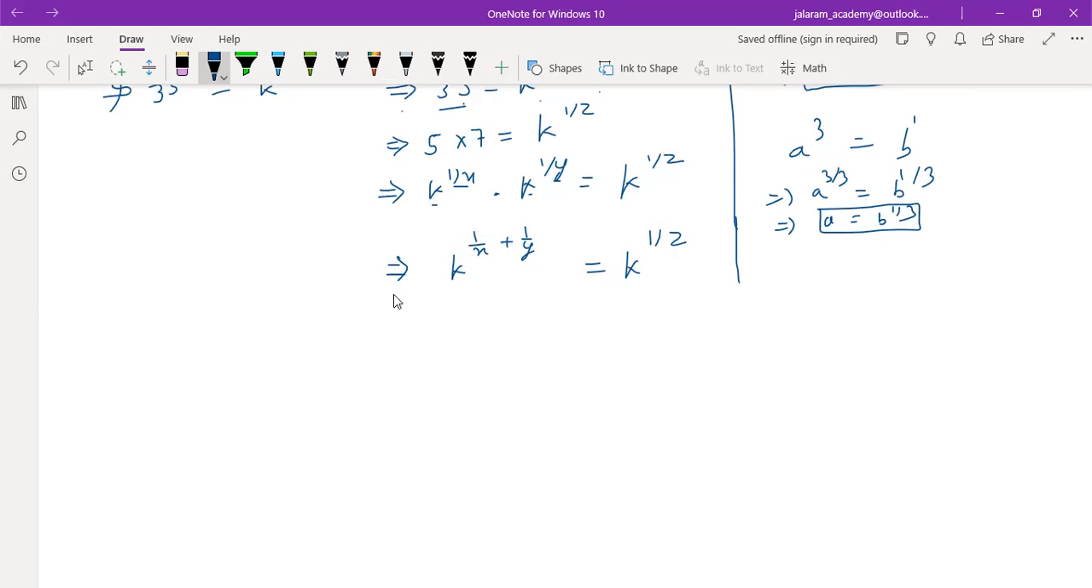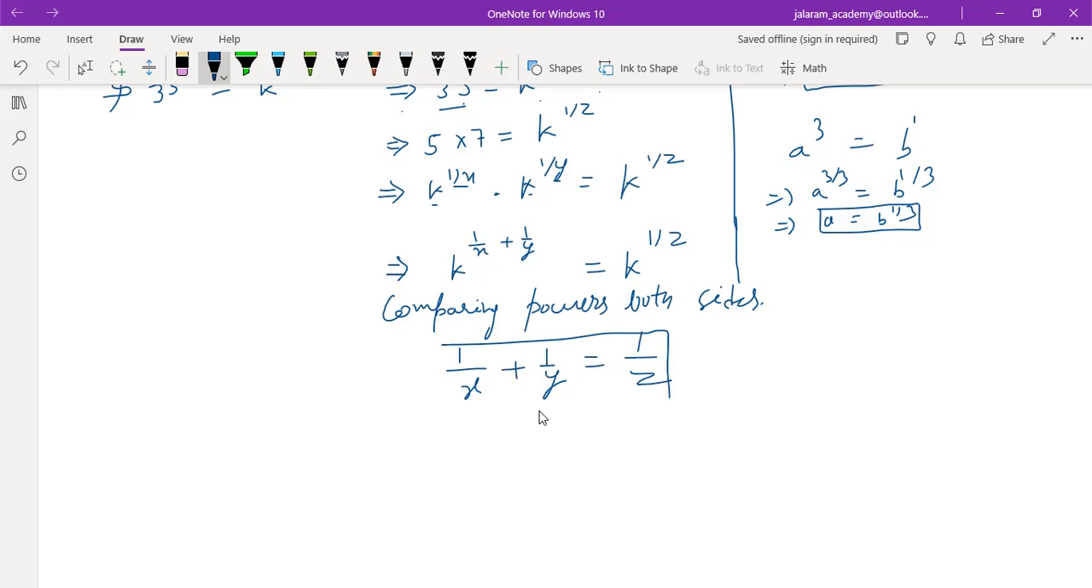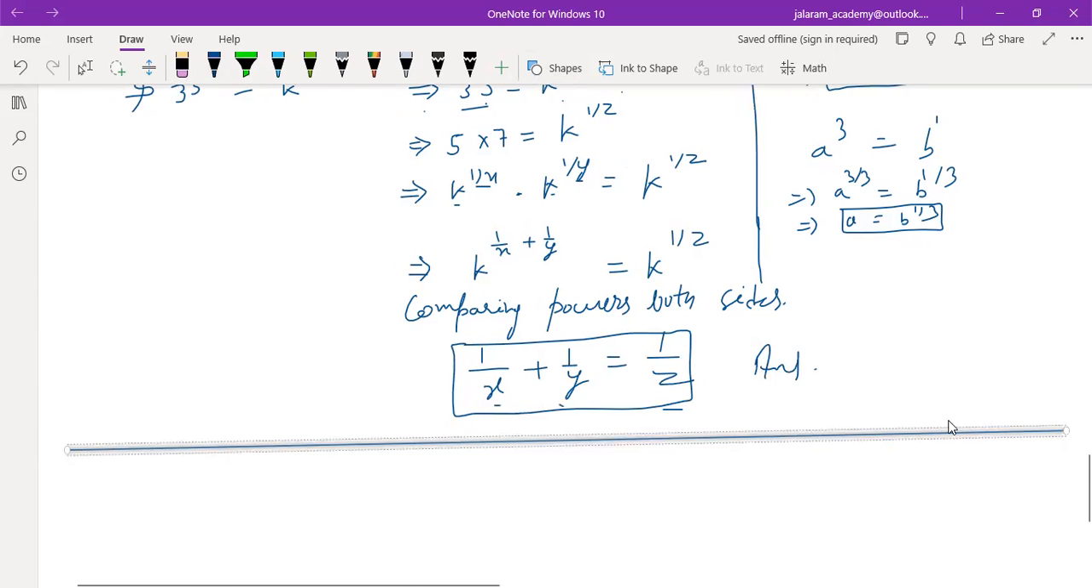In the next line, comparing powers both sides, what do we get? 1 upon x plus 1 upon y equals 1 by z. Comparing powers both sides, in the left hand side power of k is 1 by x plus 1 by y, and in the right hand side it is 1 by z. So the answer is 1 by x plus 1 by y equals 1 by z, and this is the relationship between x, y, and z. Is that clear to everyone? Yes. Understood?